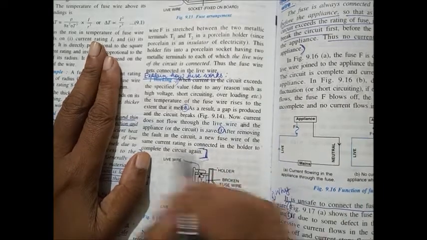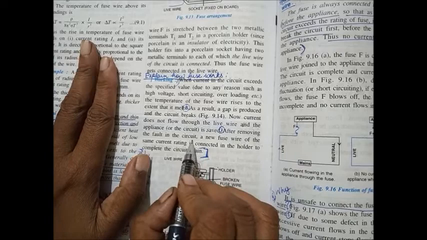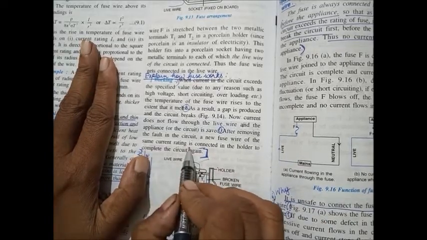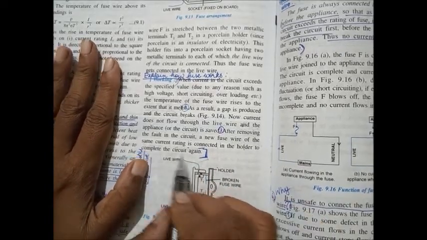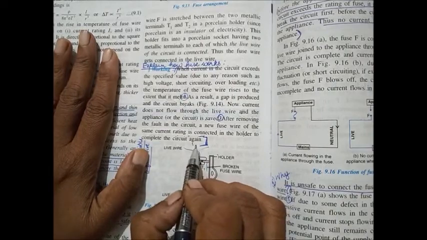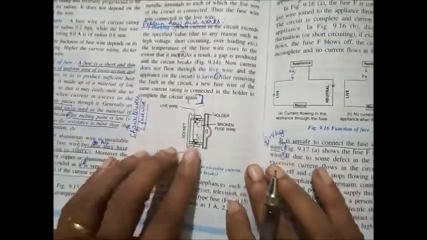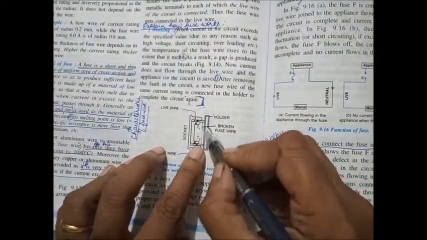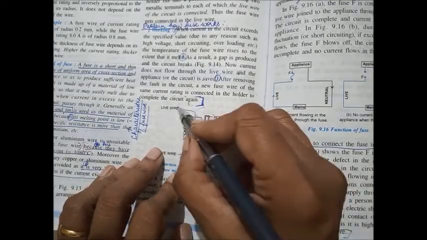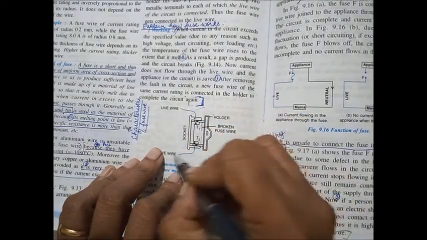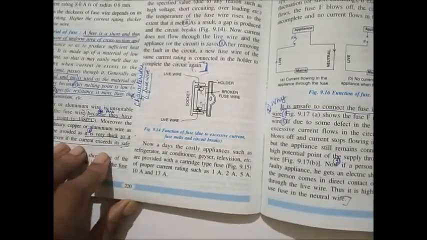Okay, it is saved. So after removing the fault in the circuit, a new fuse wire of the same current rating is connected to complete the circuit again. This is how the fuse wire will be there. If it melts, this will be broken, so the path for the current will be broken and current stops flowing.